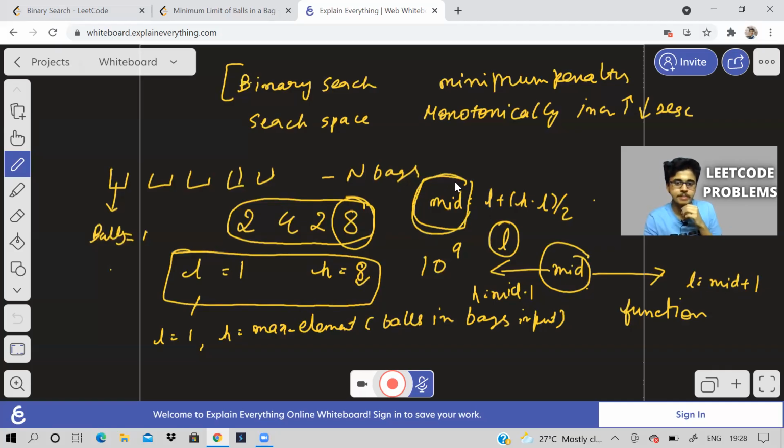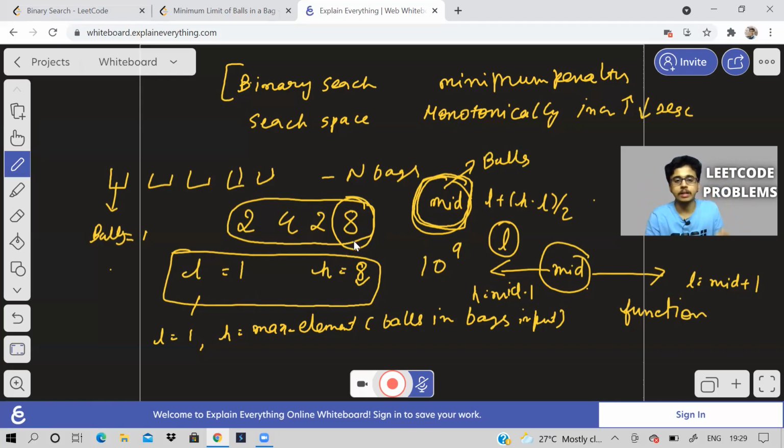So what will be mid now? What is our search space representing? The number of balls we desire to have. That means we are asking, can I perform some number of operations which does not exceed our max operations in such a way that each bag has at most mid number of balls. So mid here will represent the maximum number of balls I can have in the bag.